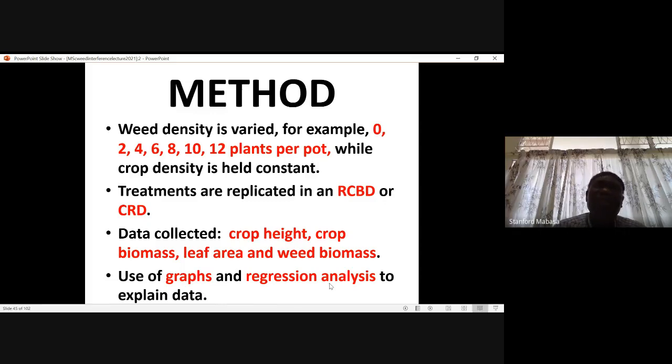But remember, our objective is simply to find the number of weeds per square meter, which justifies weed control. And in order to arrive at that number of weeds, we need to use this kind of experiment. No wonder why our treatments are like this: 0 weeds per square meter or per pot, 2 weeds, 4 weeds, and so on.